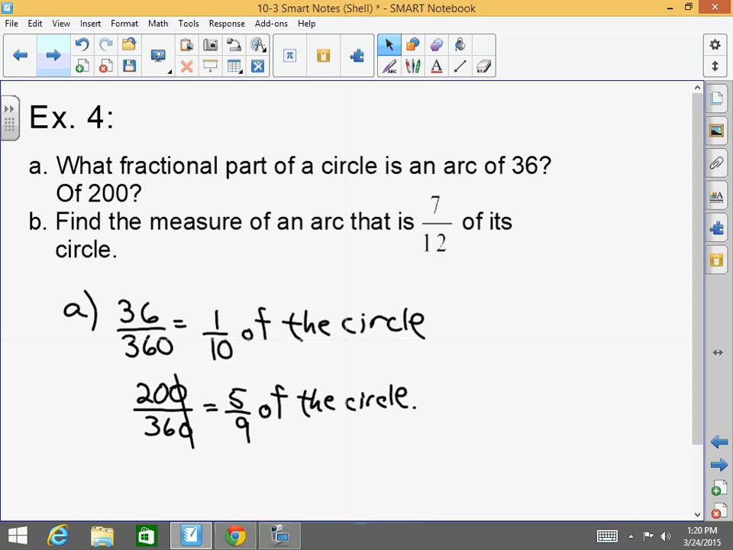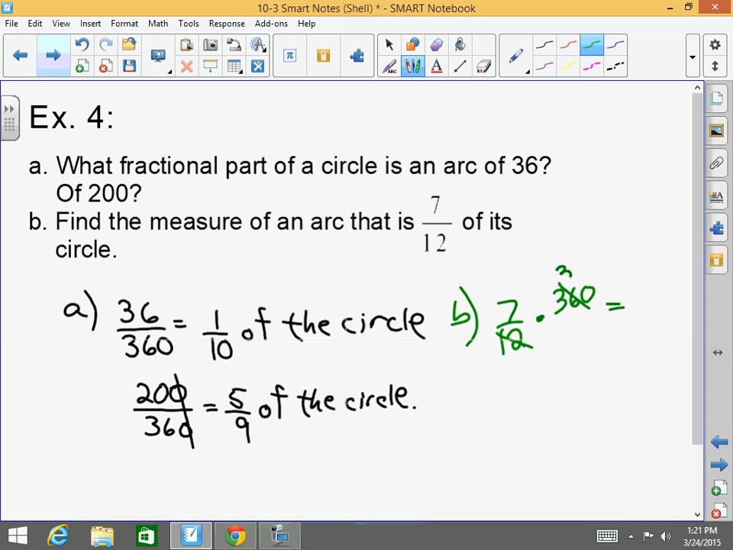And what would the measure of an arc that is 7/12 of its circle be? Okay, think about it. If you have an arc that is 7/12 of, and of means multiply, 360, that is going to be 30 times 7, so it would be 210 degrees. You could make a proportion if you wanted to. Very proud of you, bro.